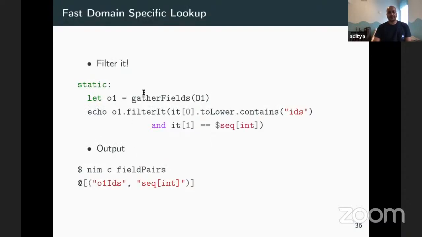So I can just use the same thing again. Here I'm using that gather fields function to gather that lookup table. And I'm using standard list functions. These are just standard library things that you would use to operate on any sequence, and I'm doing it at compile time. So I'm taking that list and filtering it, looking for all of the keys that have the phrase IDs inside of it and have the type sequence event. And so at compile time, it's going to spit out the thing that I want, 01 IDs and sequence event.